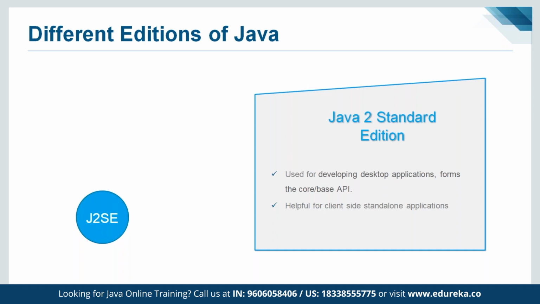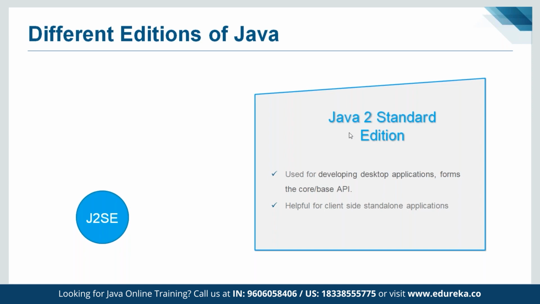So in a bank, suppose you have 10 computers, 10 terminals. We have to install our application in all the 10 terminals. Then only in each device it will work. That's what we talk about as a standalone or desktop application, and it is helpful for the client side.